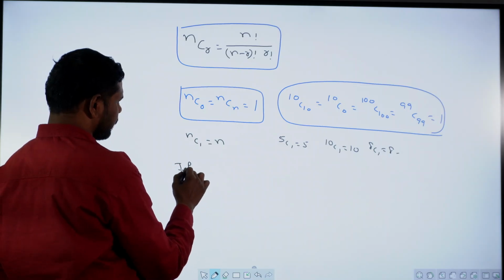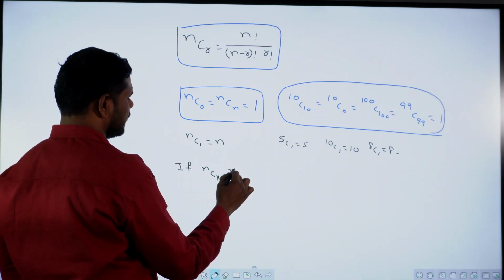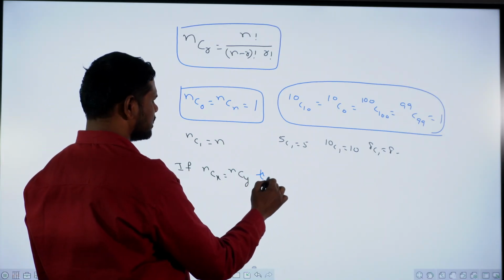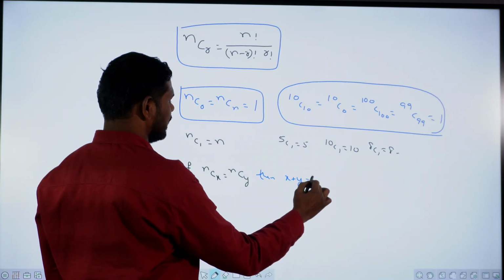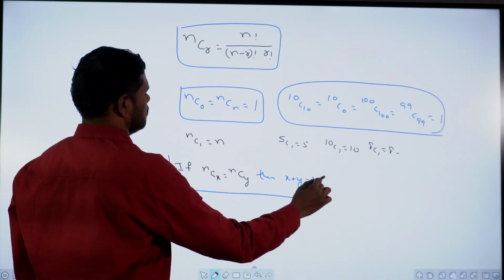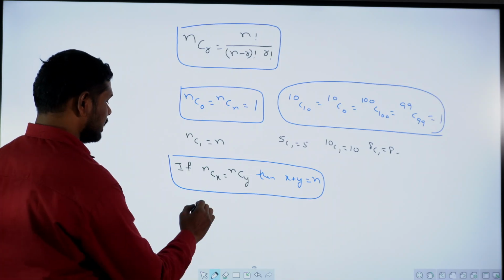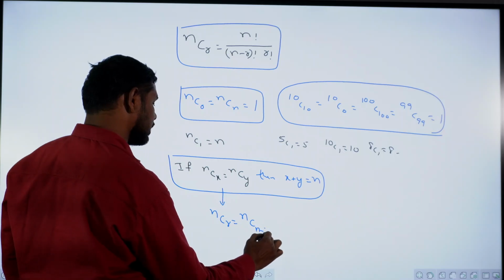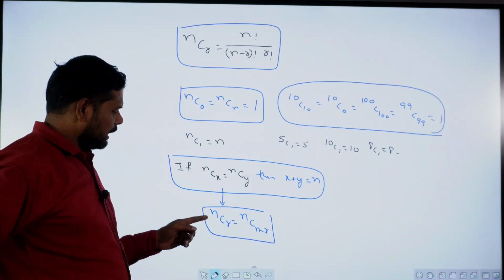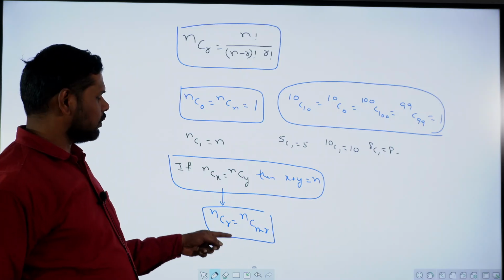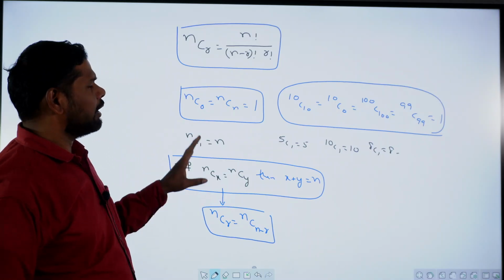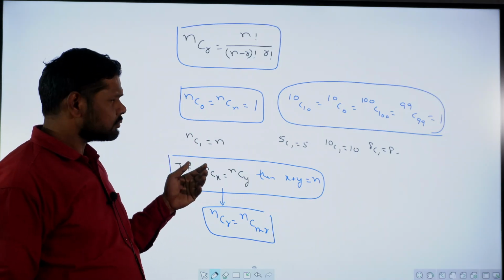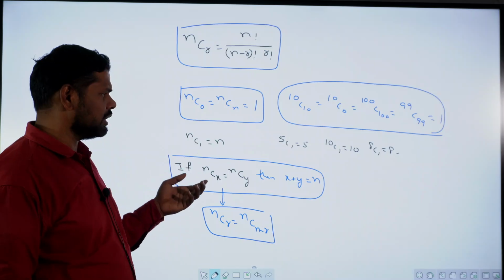Similarly, suppose NCX equals NCY, then x plus y must equal the total n value. These are the cases. This can also be written as NCR equals NC(N minus R). This is also fine. If 10C4 equals 10C6, then 6 plus 4 is 10. Like that we can rewrite for easy calculation purposes. But we do not generally use these only for mathematics-related questions; we can use these things elsewhere.